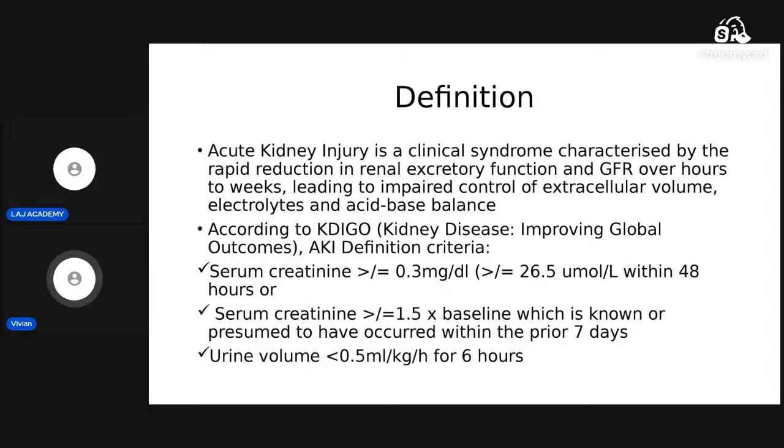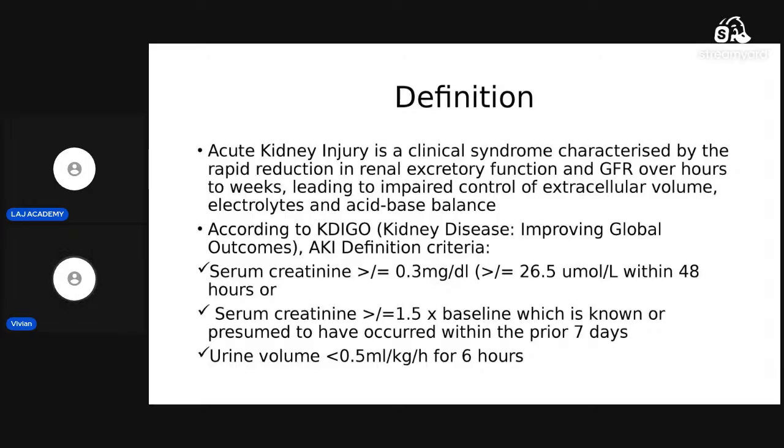So then the definition here: acute kidney injury is a clinical syndrome. It's characterized by the rapid reduction in renal excretory function, glomerular filtration rate, over hours to weeks. This lady had it over 3 weeks, leading to the impaired control of extracellular volume, the electrolytes, and acid-base balance. So she already has the whole picture.